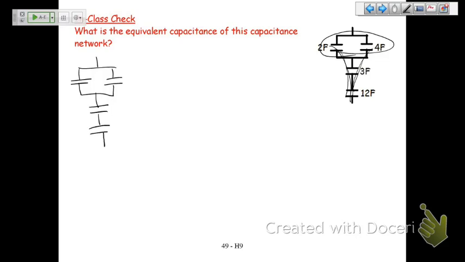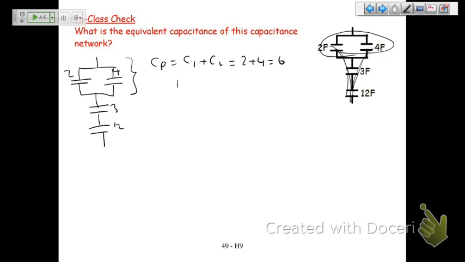So let's have a look. This is 2, and that's 4, and that's 3, and that's 12. So the first thing I'm going to do is say, are they in series or parallel? Parallel, so CP equals C1 plus C2. So this equals, because they're parallel, 2 plus 4 equals 6.